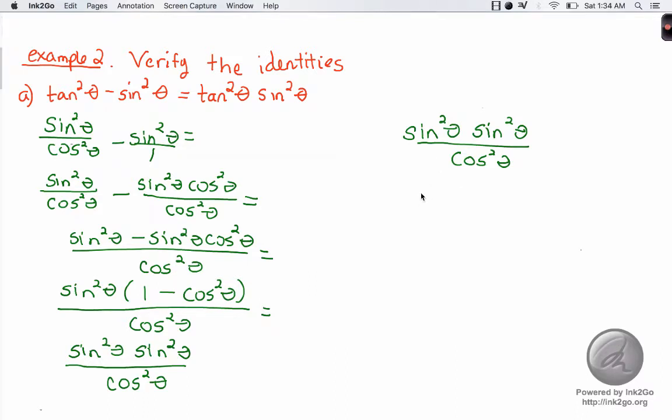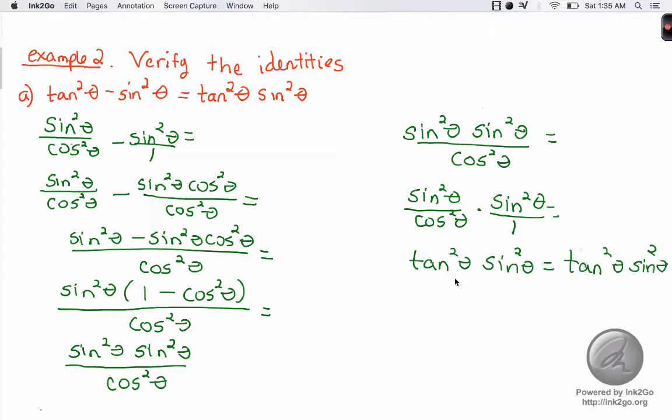So let's rewrite this fraction as sine squared of theta over cosine squared of theta times sine squared of theta over 1. And then using my tangent identity, I can rewrite that as tangent squared of theta times sine squared of theta. Now I have the left-hand side of the equation equal to my right-hand side of the equation, and I have verified my first identity.